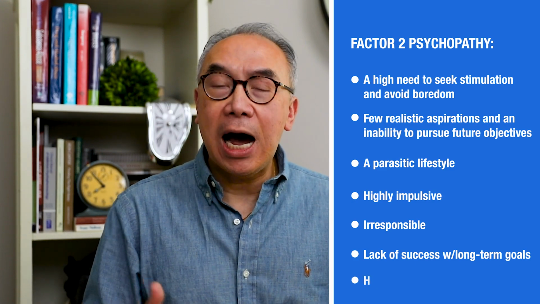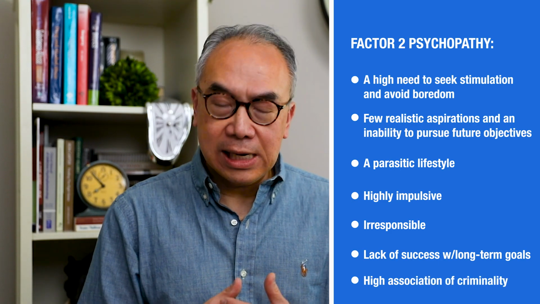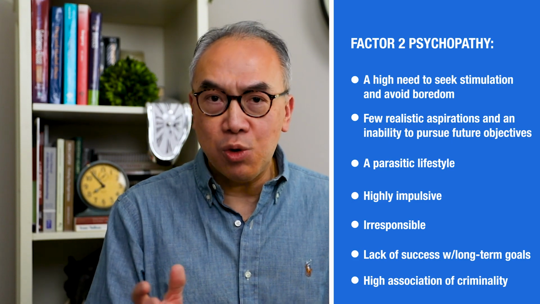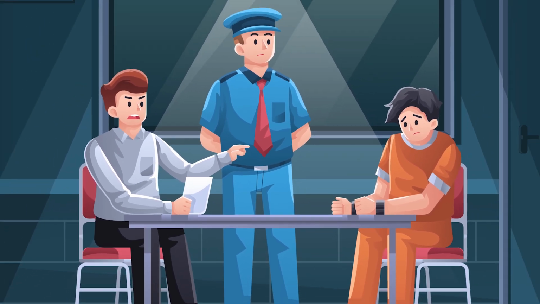And then there's a high association with criminality, or a disregard for societal values, norms, and laws. So in the forensic population, factor 2 psychopaths, or sociopaths, make up about 80% of the prisoners in the prison system.